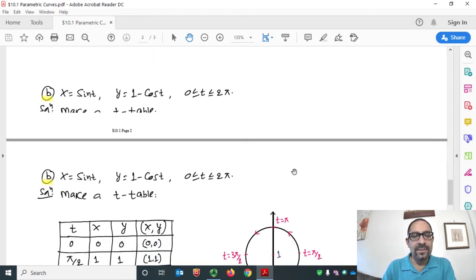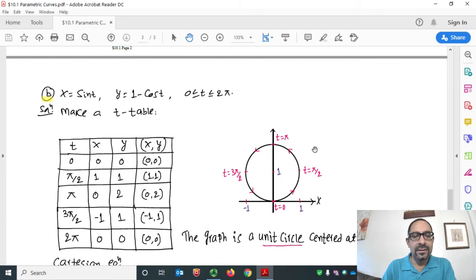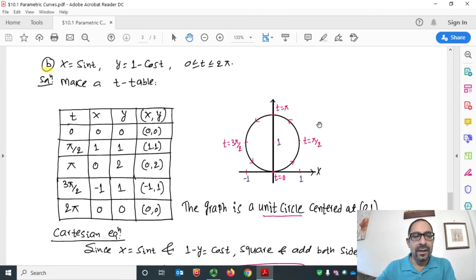Let's do part B. The given question is x equals sine t, y equals 1 minus cosine t, where t lies between 0 and 2 pi. So now let's begin the solutions.